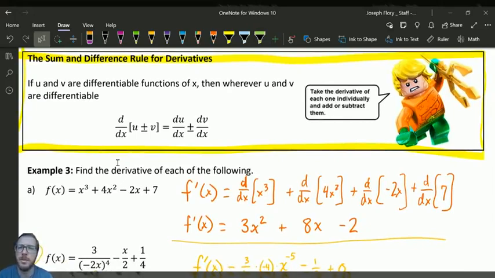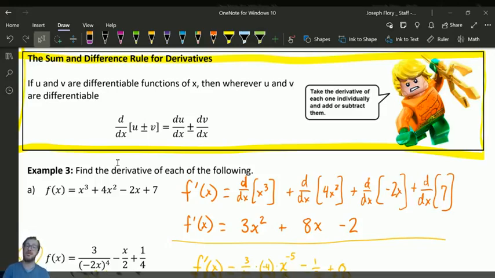Okay, the sum and difference rule. All right, page 2 says if u and v are differentiable functions of x, then wherever u and v are differentiable, d dx of u plus or minus v equals du dx plus or minus dv dx. All right, it says take the derivative of each one individually and add or subtract them.